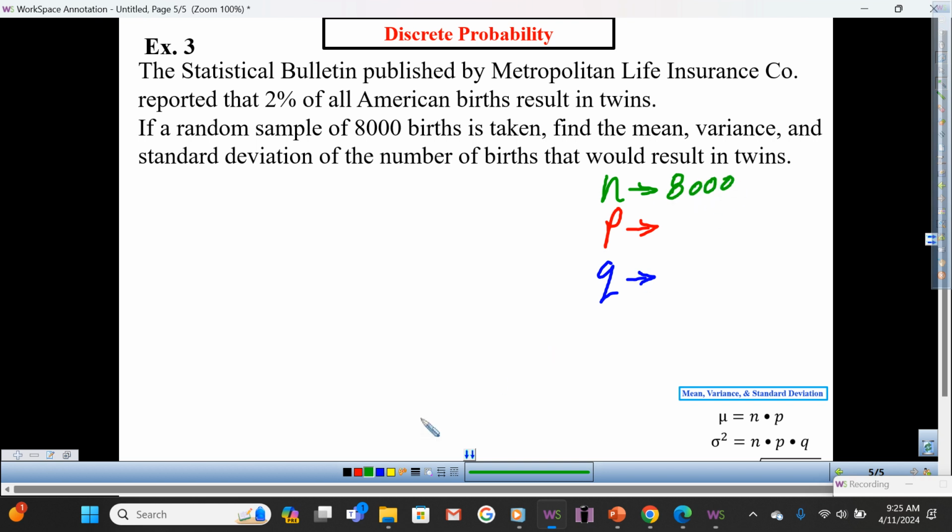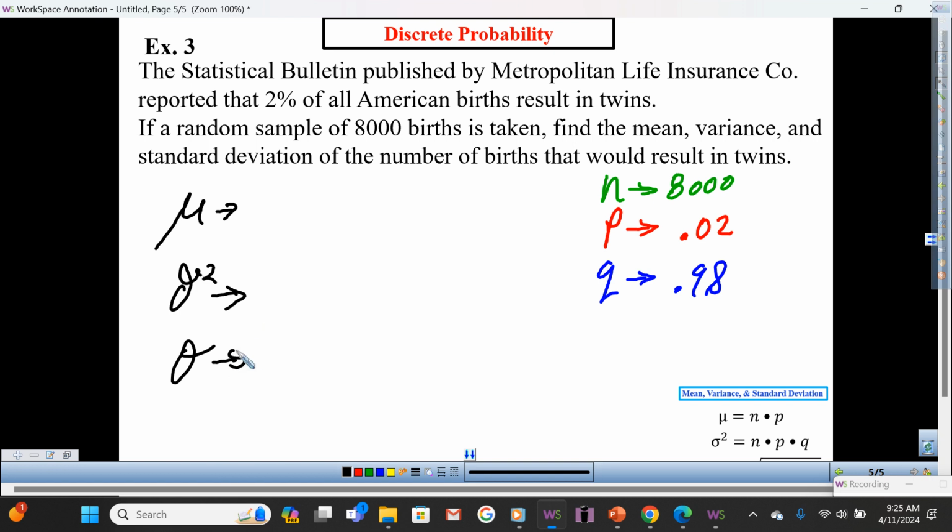8,000, and then, point what? Said 0.02. Yeah. When you do 0.2, that one is actually 20%. So it's 0.02. Yeah. All right. Therefore, Q is 0.98. All right. Therefore, find me the mean, variance, and standard deviation.